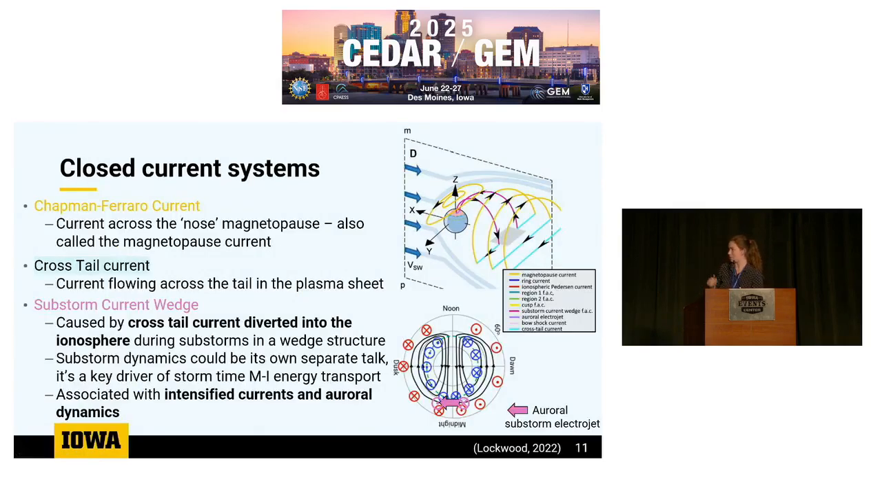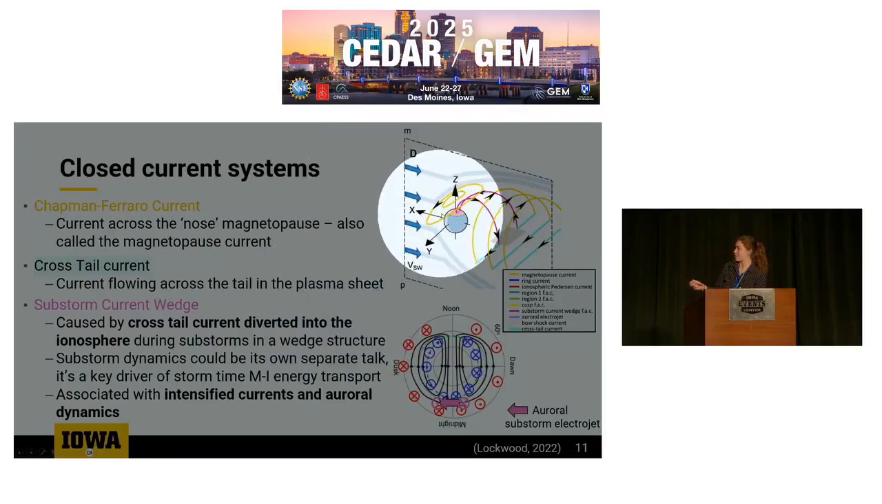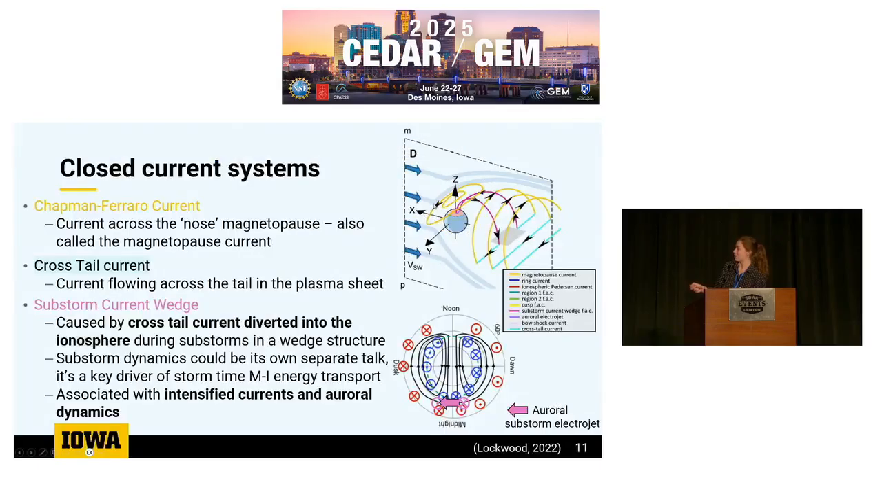Then we have another closed current system, starting with the Chapman-Ferraro current. That's a current that goes around the nose of the magnetopause. And as we look tailwards, it continues around the magnetopause, but then closes through the crosstail current, which flows across the plasma sheet. But sometimes that current can be diverted during some storms.